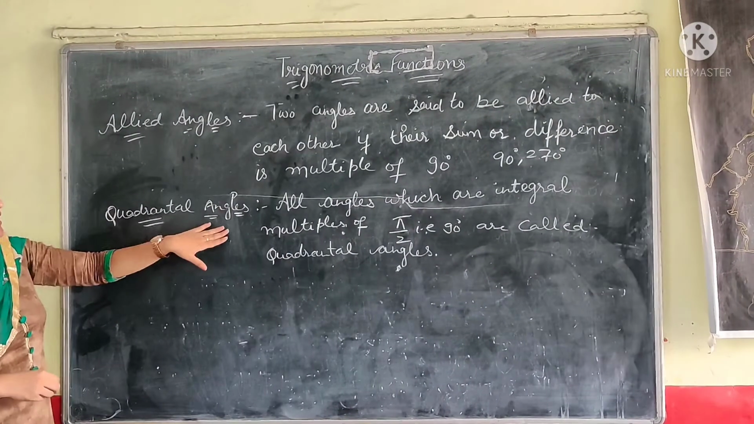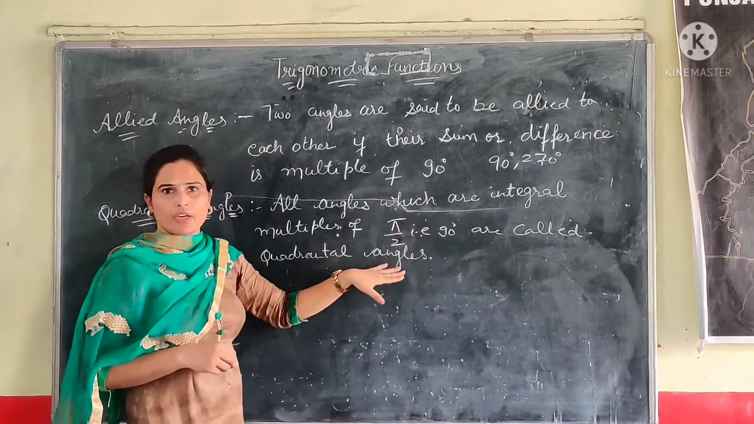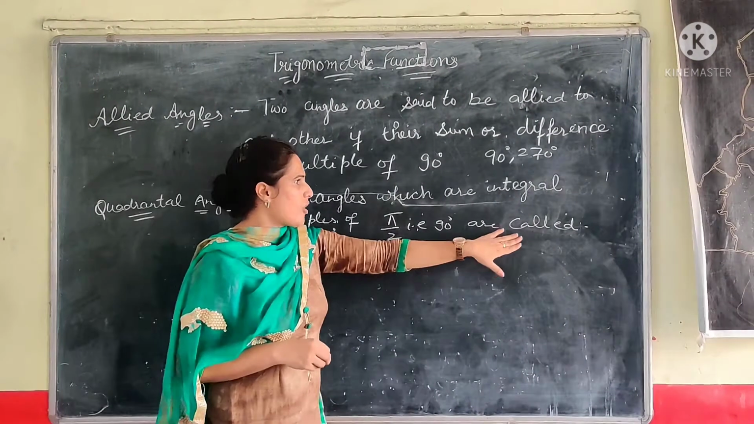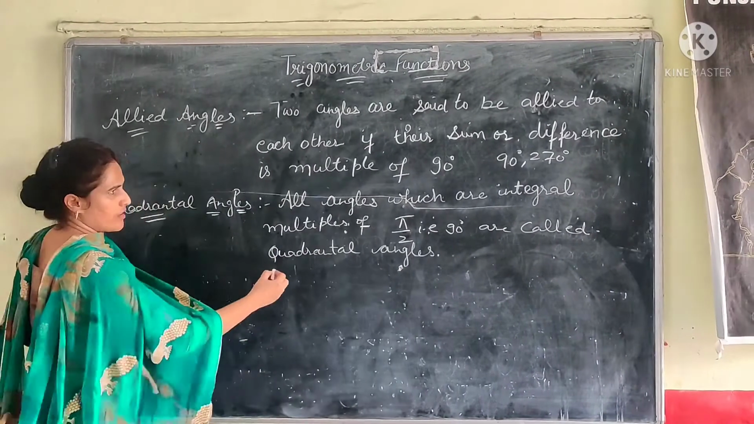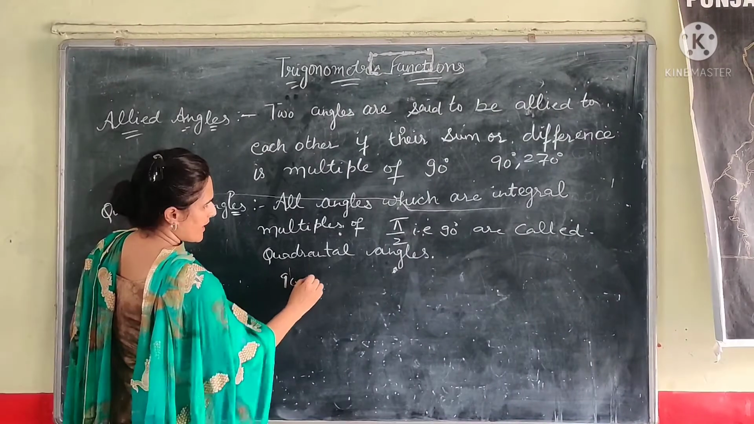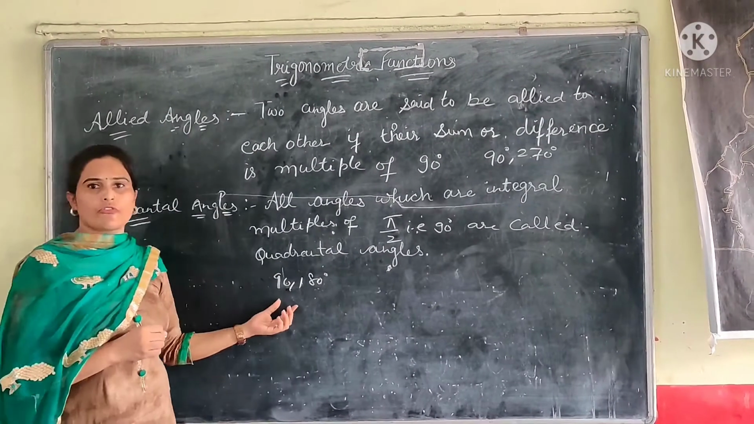Similarly, quadrantal angles: all angles which are integral multiples of pi by 2 or 90 degrees are called quadrantal angles. Like 90 and 180 degrees are quadrantal angles because these are multiples of 90.